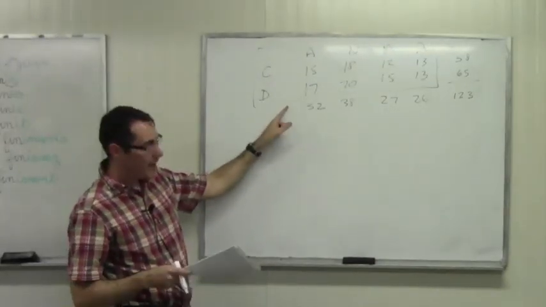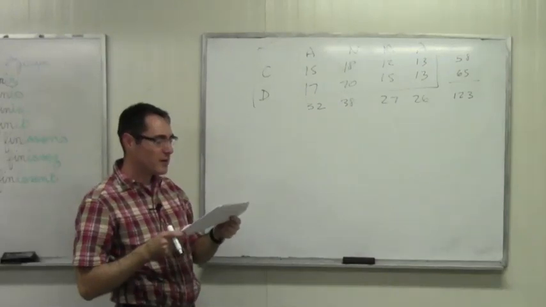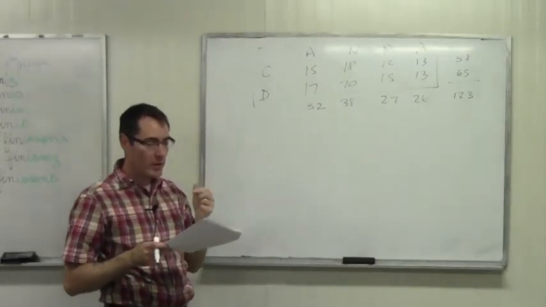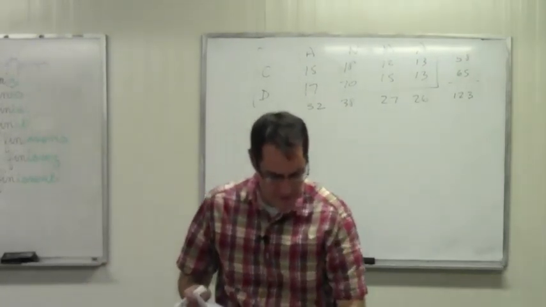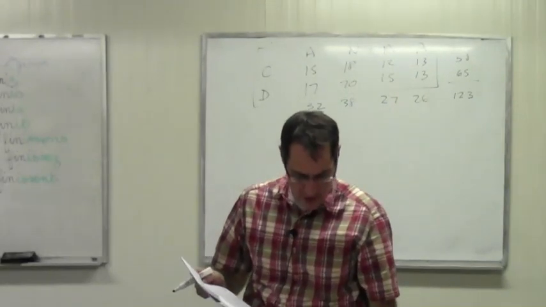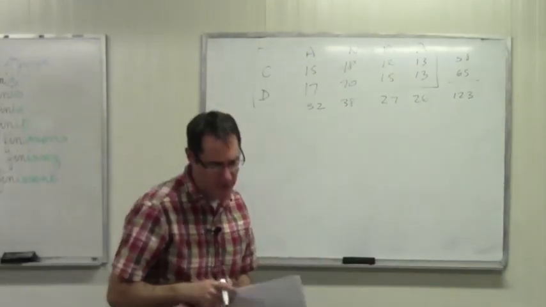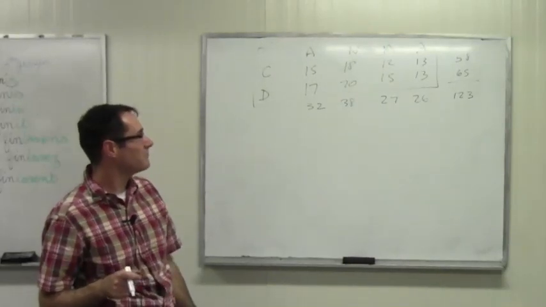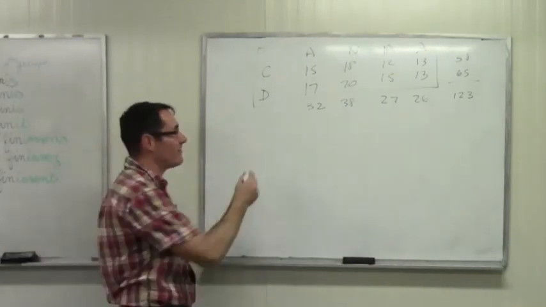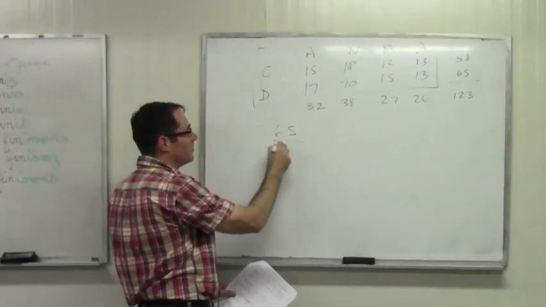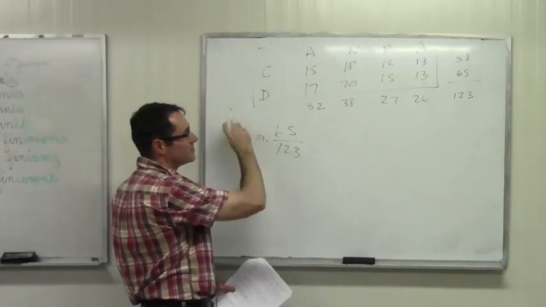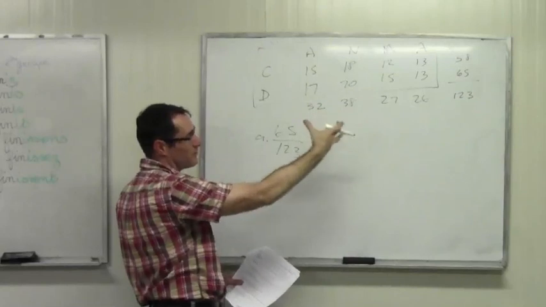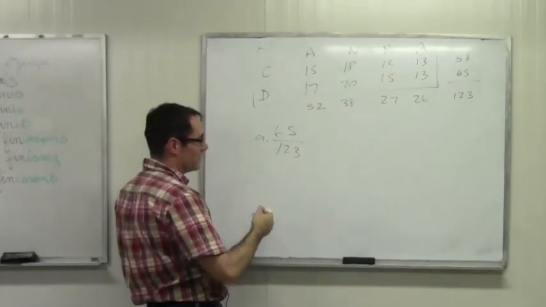Now you answer the questions. If one military member with a pet is chosen at random, what's the probability the pet owned by a military member is a dog? 65 out of how many? 123. You're done. Because there's 65 dogs, and the total number of service members we're talking about is 123.